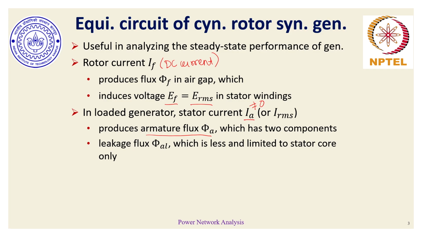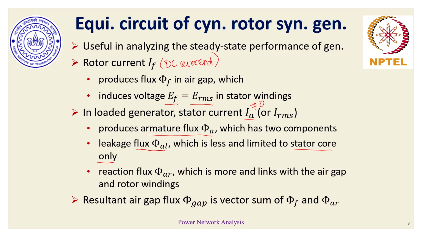And it has two components. One is the minor component, which is known as the leakage flux. This leakage flux is linked only to the stator, in the form of core loss components and magnetization component. And the other major component, which is the reaction flux, links the stator winding, the air gap, as well as the rotor windings. So the armature reaction effect, which we had discussed in the previous lecture, was essentially the effect of this reaction flux. We had not considered the effect of the minor component of this armature flux, which was the leakage flux.